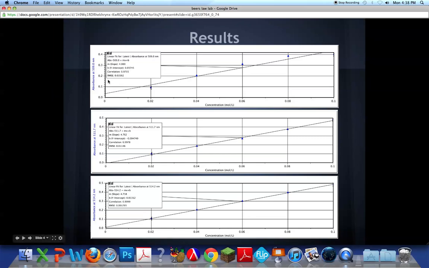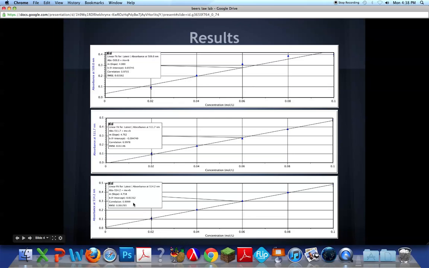Obviously, this trial is slightly off. You can see that this point isn't quite on the line. This trial is a lot better, and this trial is near perfect. The way this is explained mathematically is the correlation value. Here it's 0.97, which is still very high. The highest it can be is 1. Here it's 0.9978. That's very, very high.